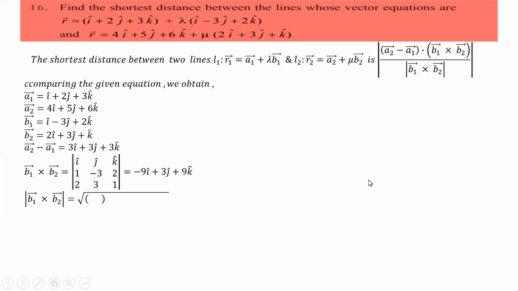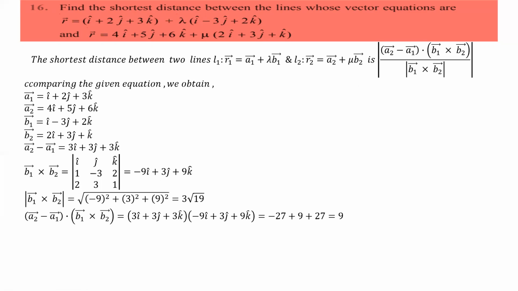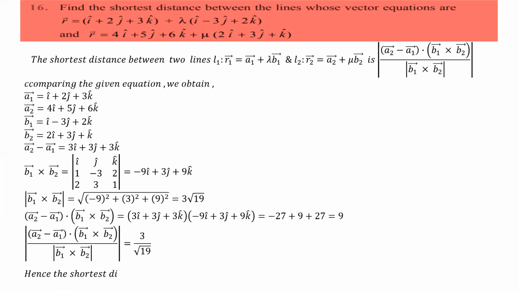Next we find their mod value, that is root over 9 square plus 3 square plus 9 square, that is 3 root 19. Next find the dot product, the numerator value, which is given by minus 27 plus 20 plus 27 plus 9, which is equal to 9. Now put the values in the formula and find the shortest distance between the given two lines. 3 by root 19. So write down the answer. Hence the shortest distance between the given two lines is 3 by root 19.